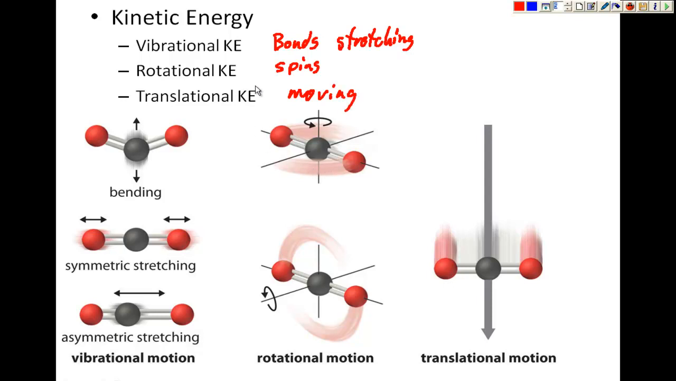For your homework, and we'll discuss this in class, read the textbook and figure out what kinds of energies are most prevalent at the melting point when a solid is turning into a liquid, and also when a liquid is turning into a gas. We'll discuss that in class.